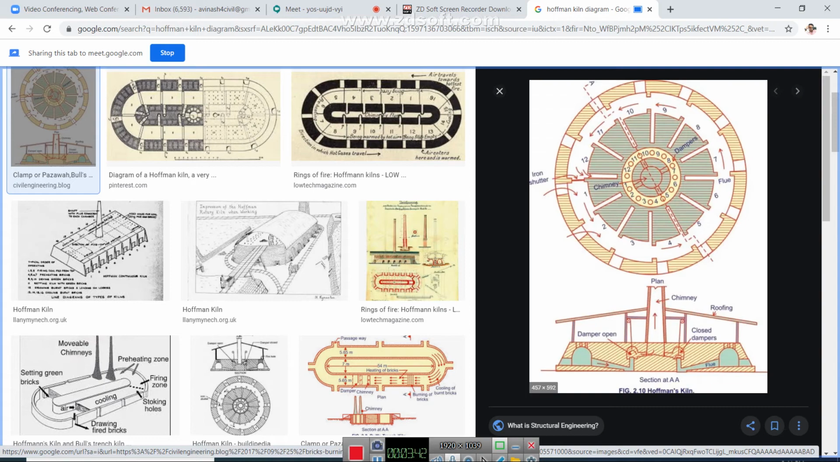I will tell you once more. Chamber 1 is for loading the bricks. Chambers 2, 3, 4 and 5 are for drying and preheating the bricks. Chambers 6 and 7 are for burning. Chambers 8, 9, 10, 11 are for cooling the bricks, and chamber 12 is for unloading. So these are the functions of all the chambers.